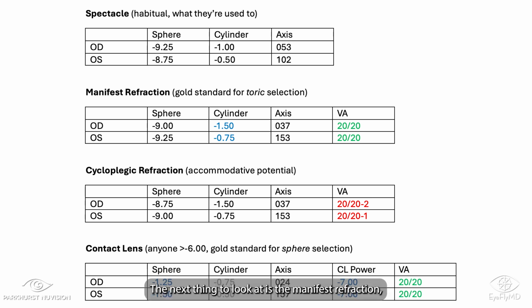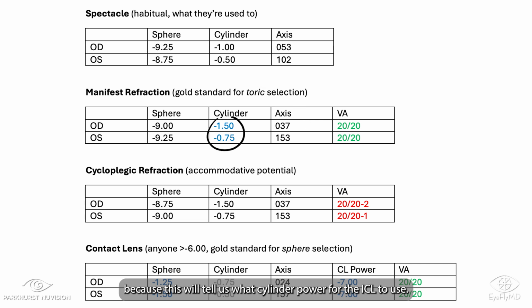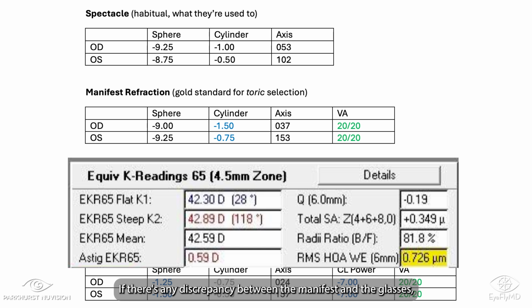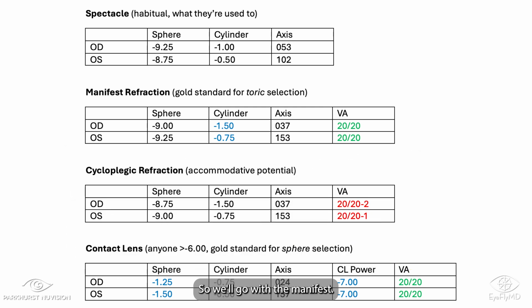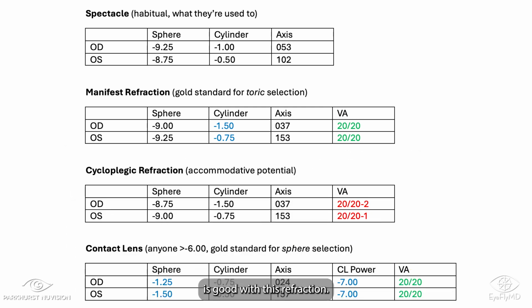The next thing to look at is the manifest refraction because this will tell us what cylinder power for the ICL to use. If there's any discrepancy between the manifest and the glasses, we can look at cornea readings, and in this case, the Pentacam is closer to the manifest, so we'll go with the manifest. And since we're deciding cylinder power, we want to make sure the visual acuity is good with this refraction.